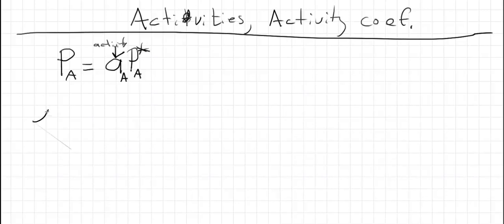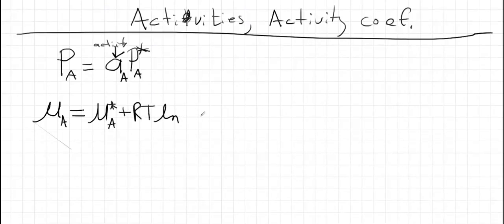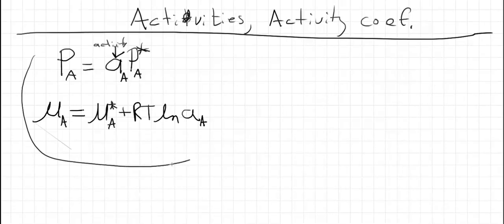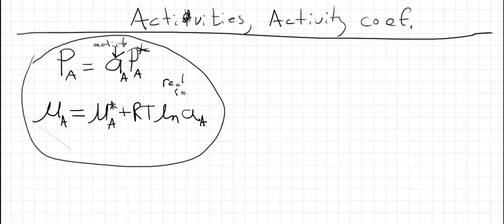And then once we write that, we can say it must be for real solutions that the chemical potential of A is equal to the chemical potential of pure A plus RT log, well, for ideal solutions we'd have mole fraction here. For real solutions, we replace mole fractions with activity. So both of these, by definition, are true for real solutions. And because we're basing this on deviation from Raoult's law, this is called the Raoultian standard state.